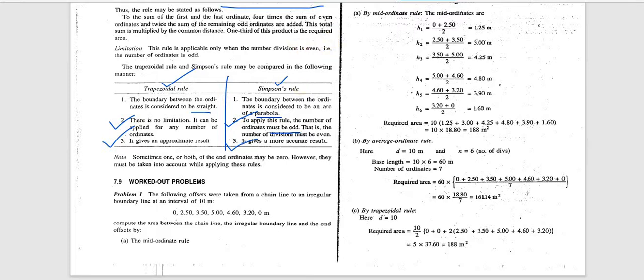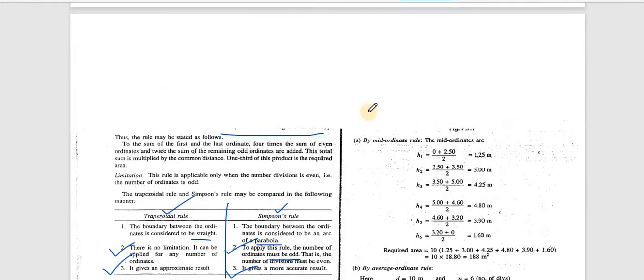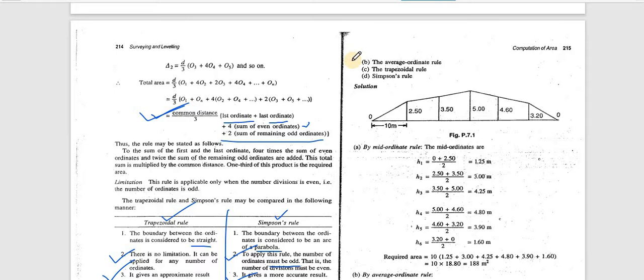After this we will start with some numericals, how to solve the numericals related to the trapezoidal rule and Simpson rule, and calculate the area. There are also some other important rules. One is the mid ordinate rule, and after that the average ordinate rule. We will try to understand these rules also, because they might ask in MCQ questions.